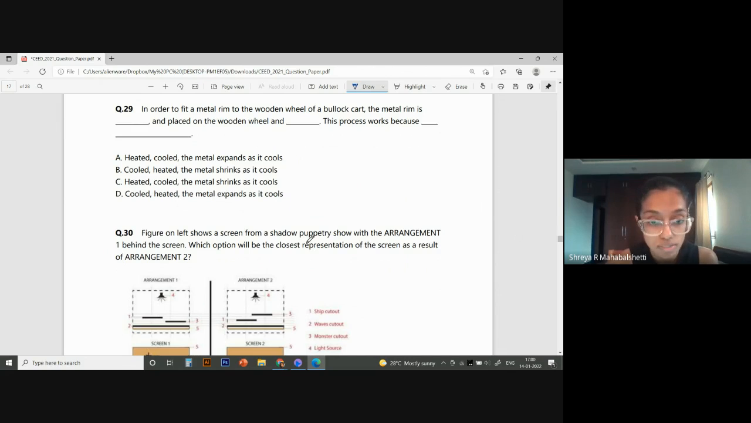No, metal does not expand as it cools. Metal shrinks as it cools. Yes, the metal shrinks as it cools. So this and this option are correct. And metal expands, no, it doesn't. The metal rim is heated, then cooled. The option saying the metal shrinks as it cools is right because when it cools, it shrinks. So option C is the right answer.